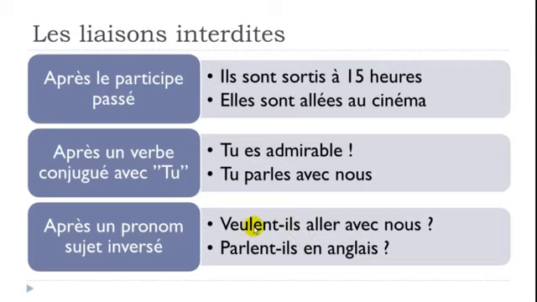If you've got this structure, in which your pronoun comes after your verb because it's a question, then you don't make the liaison. Veulent-ils aller avec nous? Exactly the same thing here. Parle-t-il en anglais? So no liaison after your pronoun, just because of the structure: first you have your verb, then your pronoun, then you don't make a liaison.